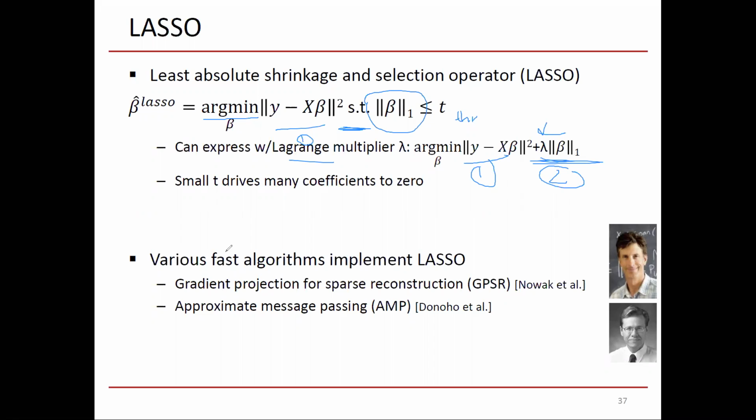Now, there are different fast algorithms to implement the LASSO. So the LASSO is a formulation, and you can solve it, for example, with a convex optimization. You can solve it with gradient projection for sparse reconstruction, or GPSR, which was a work by Nowak et al. Or you can also implement it, in some cases at least, with approximate message passing, or AMP, which we're going to revisit during the sparse signal processing part of the course.